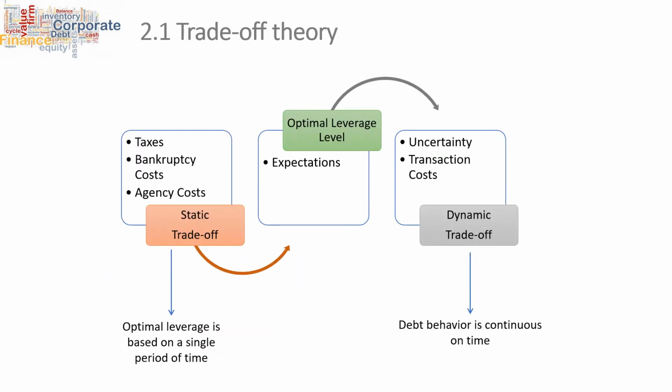When you talk about the trade-off theory, we have to talk about two different points of view. First, we have the static trade-off theory, which is based on the existence of tax, bankruptcy costs, and agency costs, and argues that optimal leverage is based on a single period of time. But with the introduction of expectations, uncertainty, and transaction costs, we talk about the dynamic trade-off theory, which tells us that the debt behavior is continuous over time.